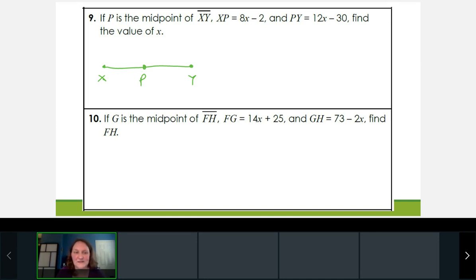Midpoint is exactly in the middle. Oh, some of you are way ahead of me. That's okay. So these little tick marks mean they're the same length. All right, so we okay with my picture? Anyone confused with the picture I just drew? Want to make sure you understand what I just drew there before we move on. Good.